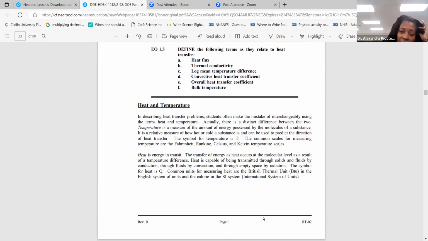So the first is to talk about heat and temperature. In describing heat transfer problems, students often mistake the two terms heat and temperature as interchangeable, but actually there's a distinct difference between the two.